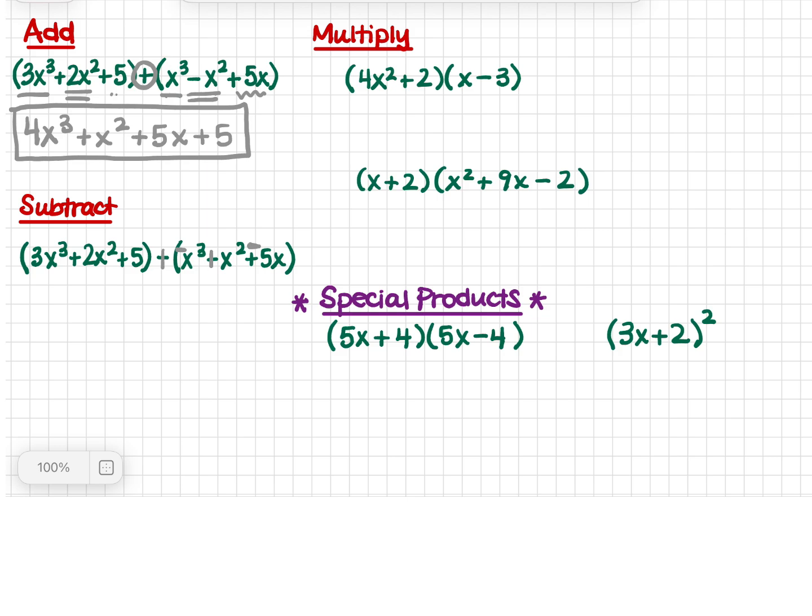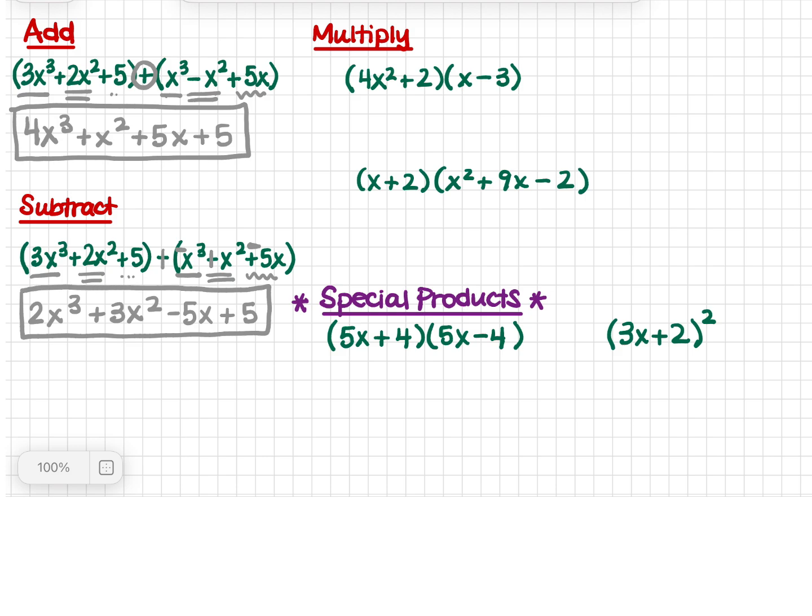So now I'm going to take that 3x cubed, and it's a negative x cubed, and this time it's a 2x cubed. Now I've got my 2x squared, and a positive x squared makes a 3x squared. For my x term, now it's a negative 5x. And that 5 was still positive, so I'll still have a plus 5 at the end. That's how I would handle the addition and subtraction ones.